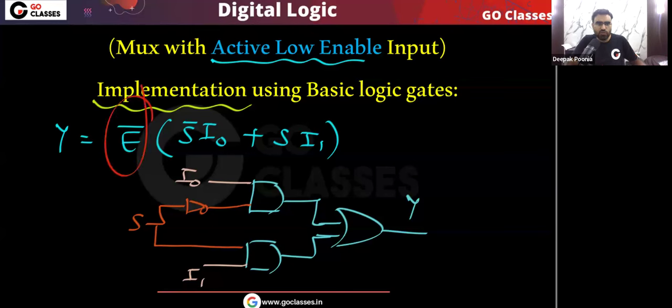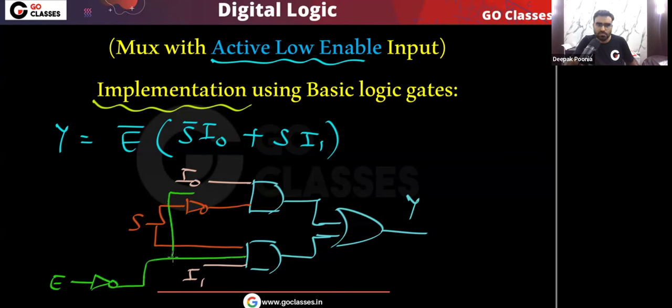Now let's see what I will do with the enable. You can see this is active low enable, means when this E equal to 0, then the circuit will be activated. Okay, so what we will do here, we will basically put an inverter. Please understand, we will put an inverter, and then we will connect this with both the AND gates. That's it. I hope you understood. This is the implementation using basic logic gates.